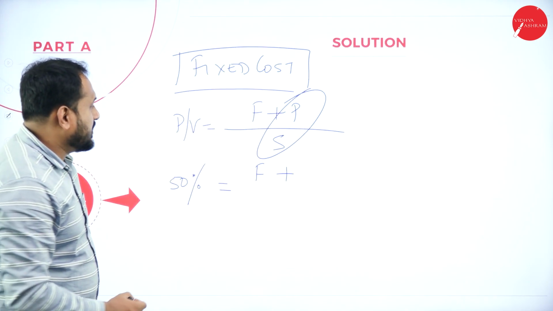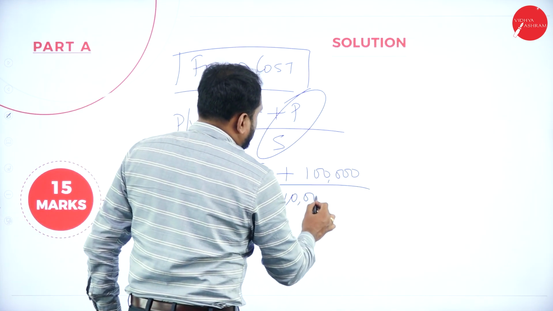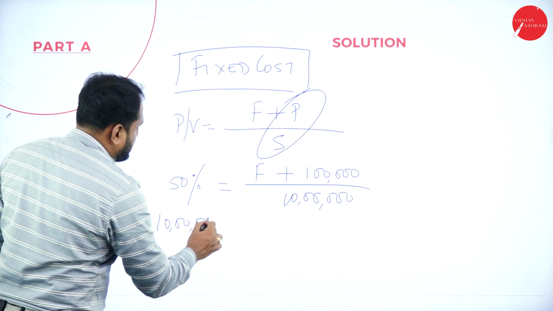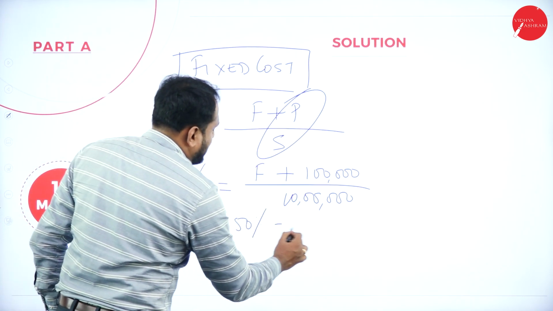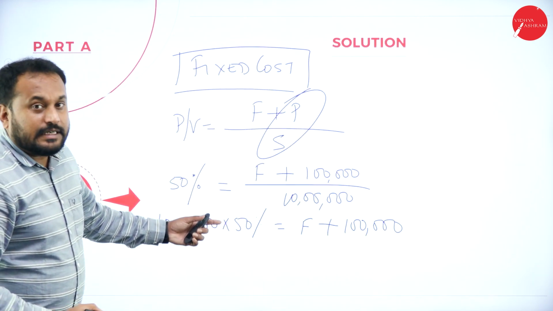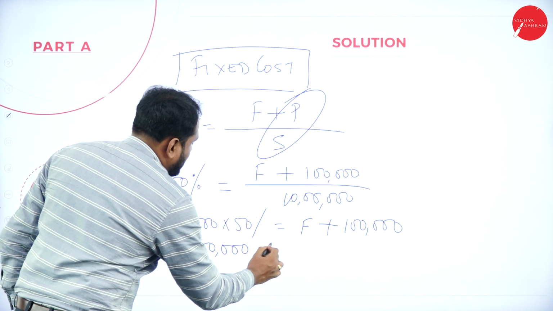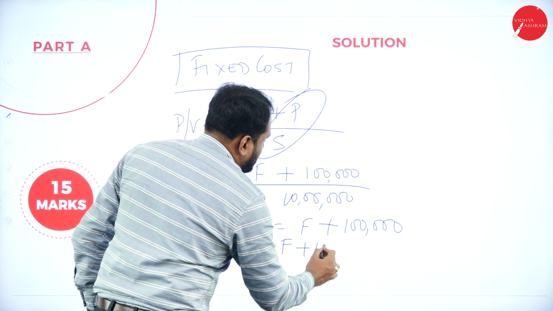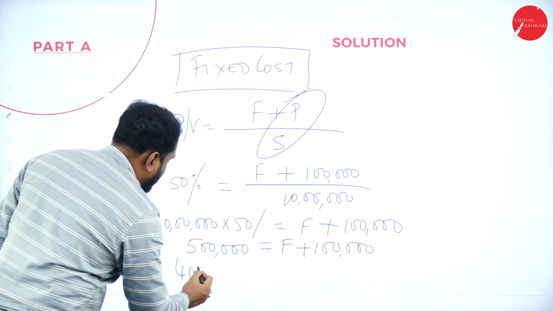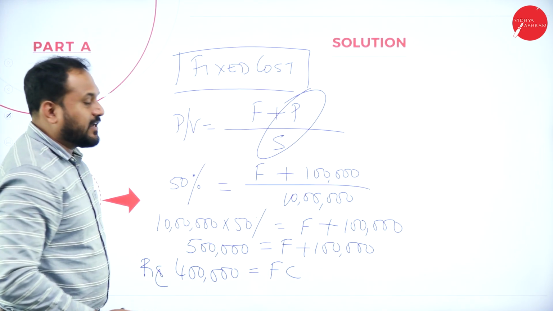So I'll come back to the question here. So here it is 1 lakh. The same year, what is the sales? That is 10 lakh. Now I'll go with cross multiplication. That is 10 lakhs into 50% is equal to F plus 1 lakh. Now here 10 lakh into 50% is 5 lakh. So I'll write here 5 lakhs is equal to F plus 1 lakh. Now this 1 lakh will come here. So 5 lakh minus 1 lakh is how much? 4 lakhs is equal to fixed cost. So right here rupees 4 lakh is equal to fixed cost.